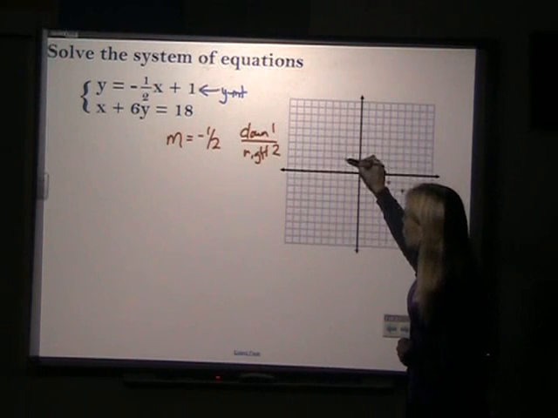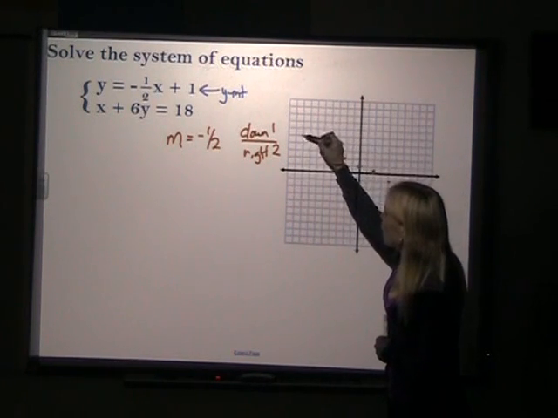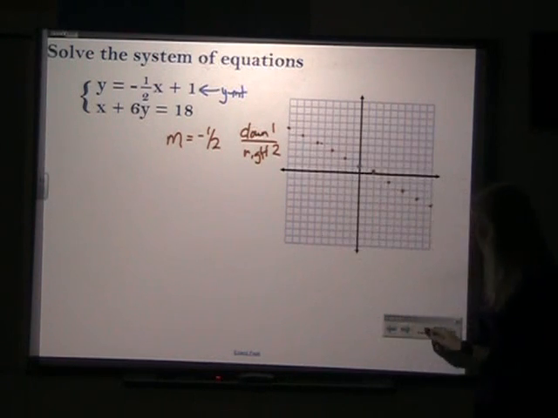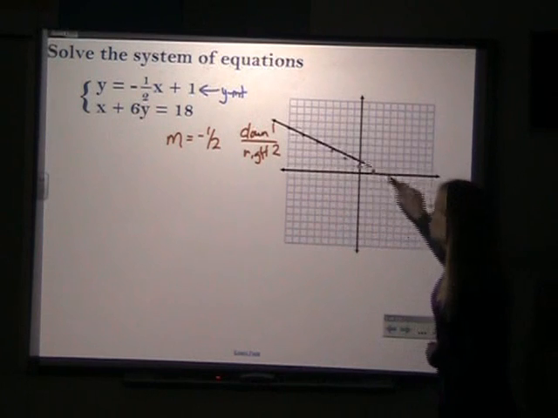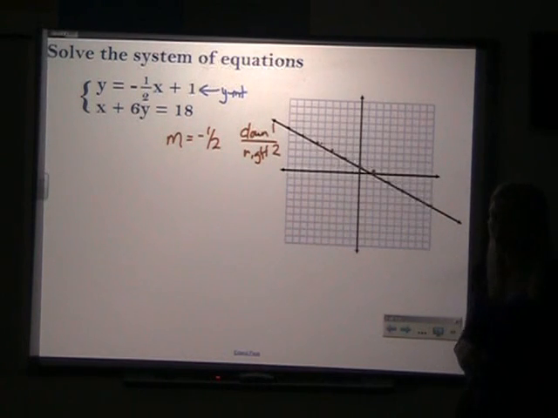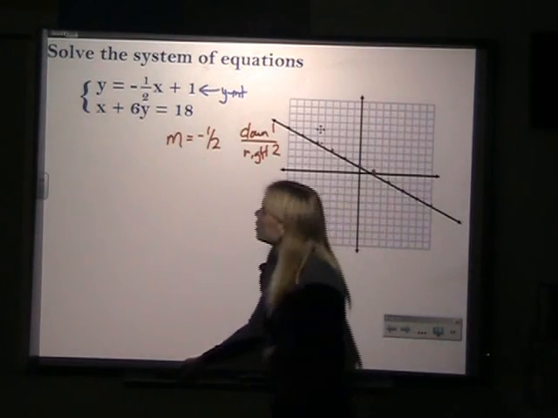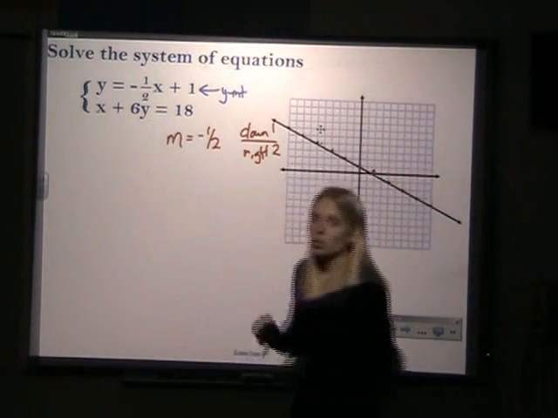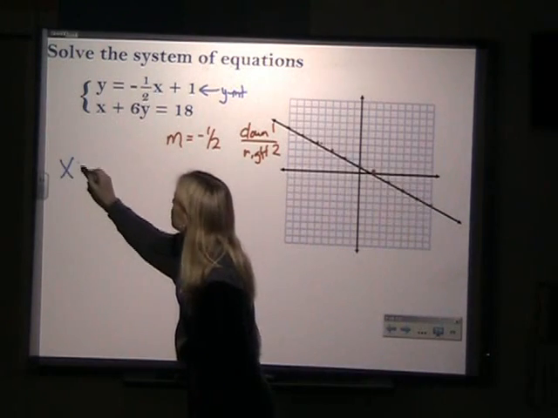So up 1 and over 2 is also the other direction that I can go. Now I know exactly where all those points are. I would grab my ruler and I would draw my line. For the second one, this is in standard form. So when it's in standard form, I'm going to find my x-intercept.